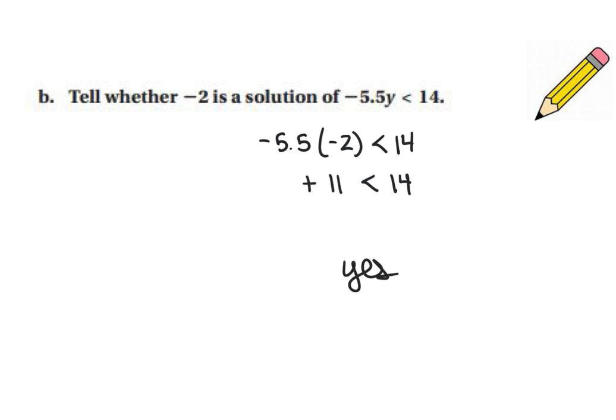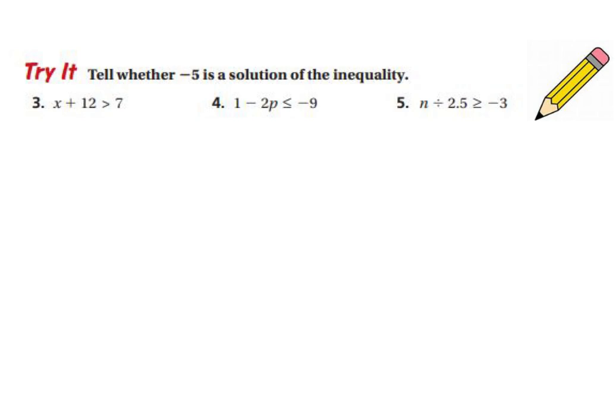Now you try it. Use substitution to determine whether negative 5 is a solution to the following inequalities. For number 3, we'll say negative 5 plus 12 is greater than 7. Negative 5 plus 12 is 7. So is 7 greater than 7? No. It's equal.